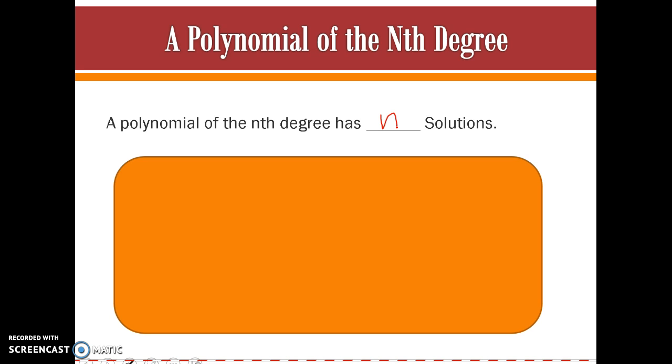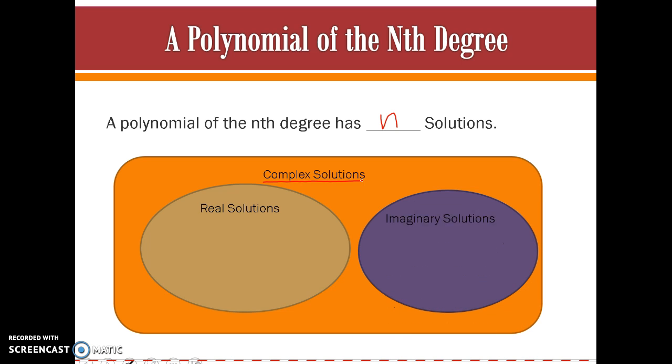Well, let's just take a look at all the possible solutions. Whenever we have a solution, it's going to be a complex number. So every solution is going to be complex. If it's a 6th degree polynomial, we've got 6 complex solutions. Those solutions are either going to be real or imaginary. If I have 6 total solutions, all 6 could be real and no imaginary. It could be 5 real, 1 imaginary, 4 real, 2 imaginary, and so on. But they're either going to fit into this circle here or this circle here.